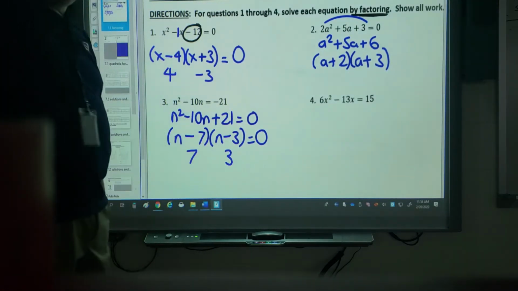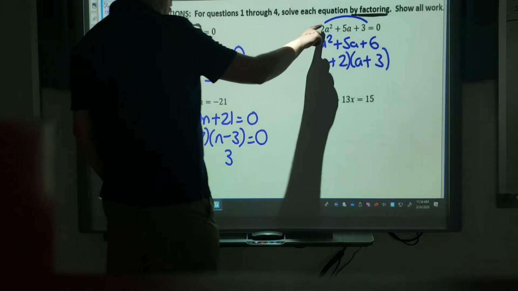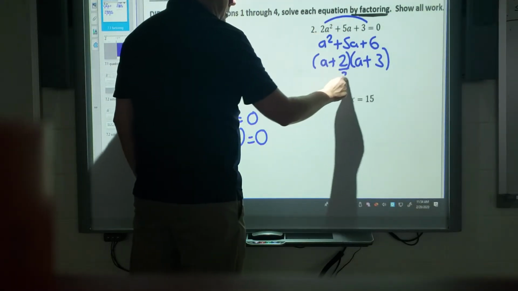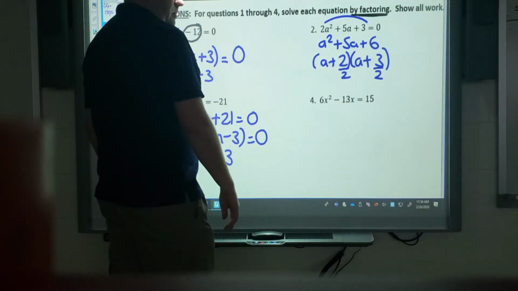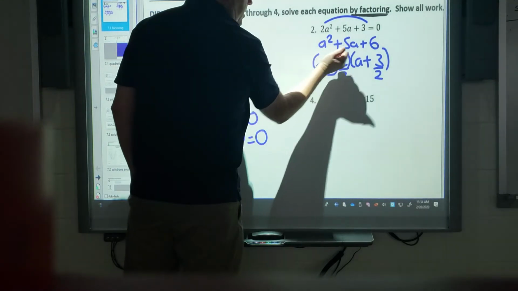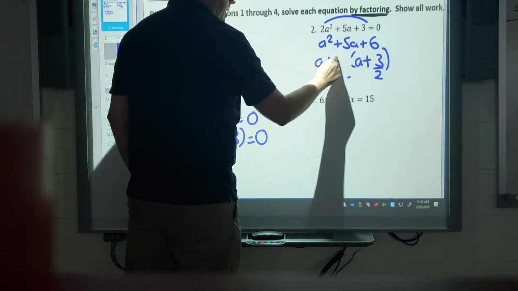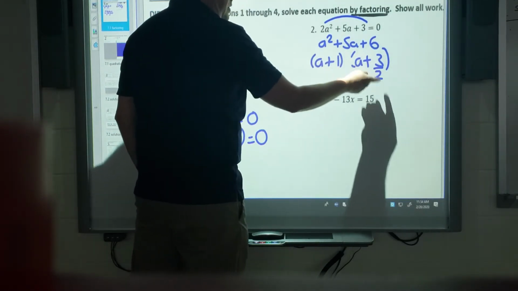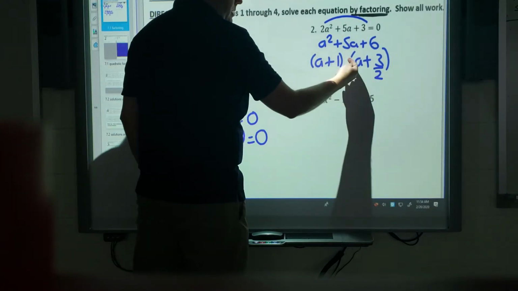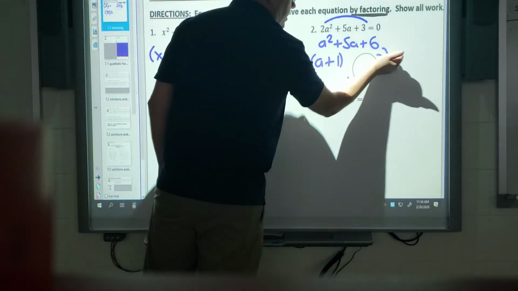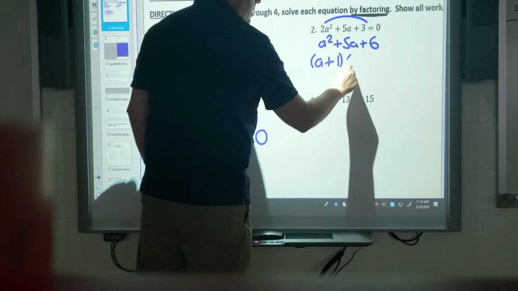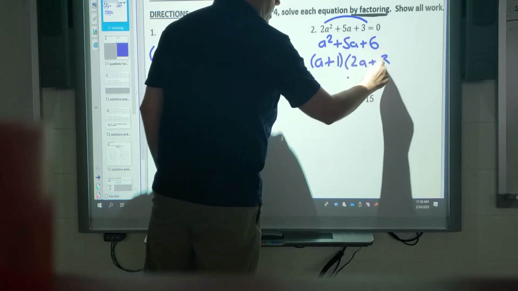Now at this point, remember, you're not finished because we've got to do the next part of the question. So we multiplied by 2. So now we've got to divide by 2. So 2 divided by 2 is 1. And 3 over 2 does not simplify, so this number slides up to the front to give me 2a plus 3.